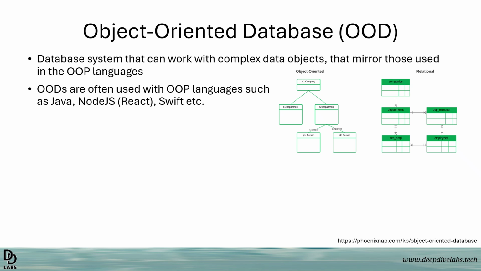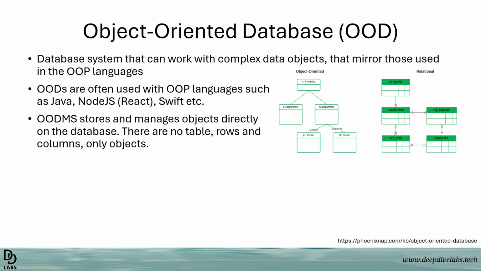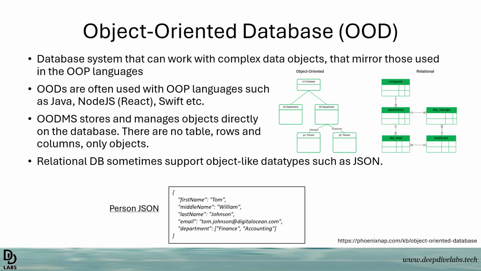OODs are often used with the equivalent object-oriented languages such as Java, Node.js, Swift, etc., in the application layer of the code. The object-oriented database system stores and manages objects directly on the database. So there are no tables or rows and columns, only objects, right? It directly stores the object in the physical database, which corresponds to the objects in your application layer as well.